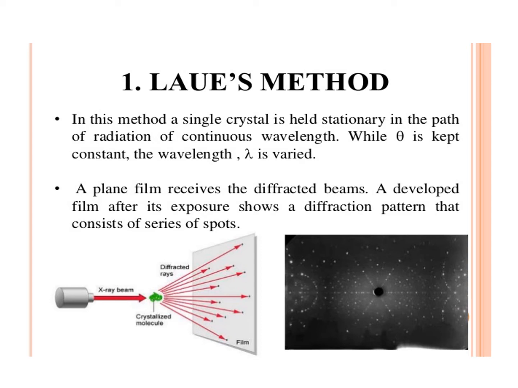In this method, a single crystal is held stationary in the path of radiation of continuous wavelength, while theta is kept constant and the wavelength lambda is varied. Theta is the angle between the plane and the direction of the wave. A photographic film receives the diffracted beams. When we develop the film, we get the diffraction pattern that consists of a series of spots.